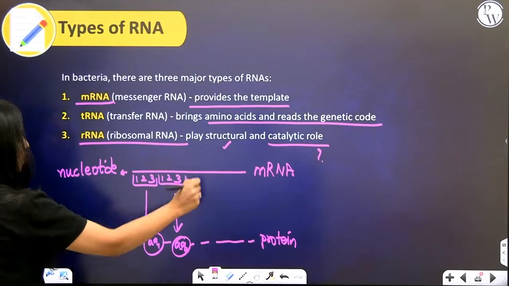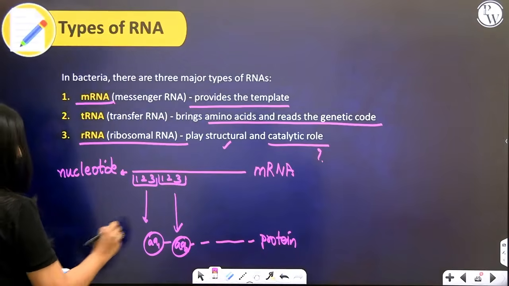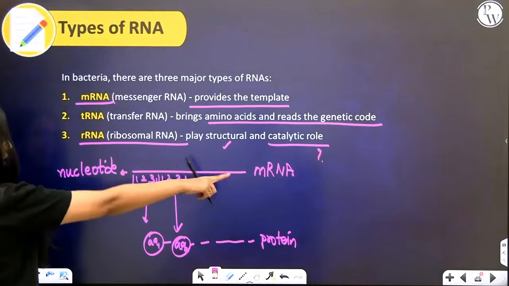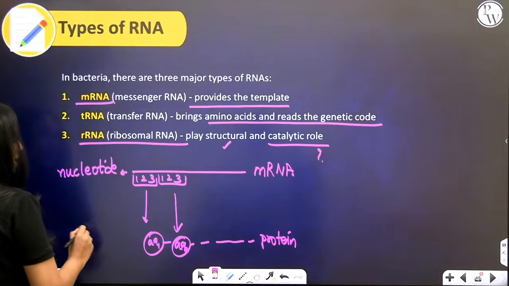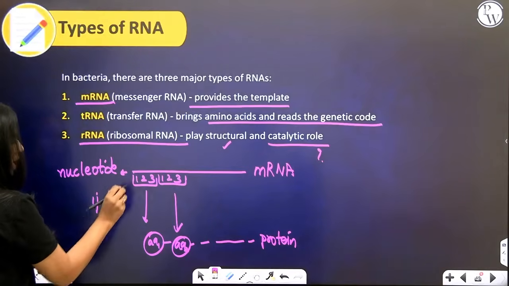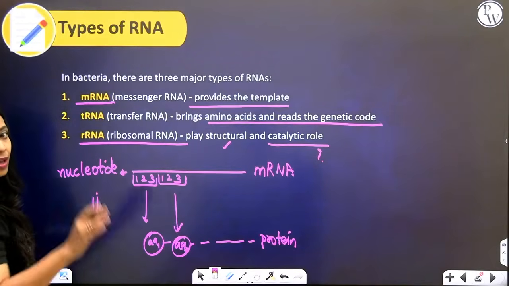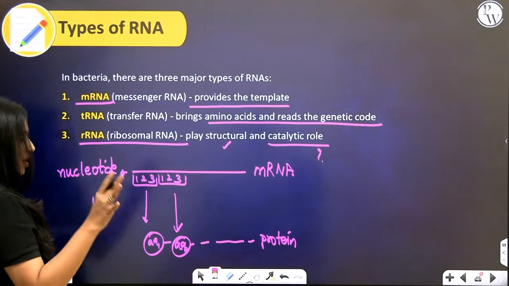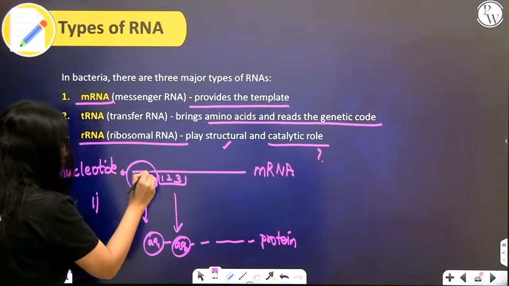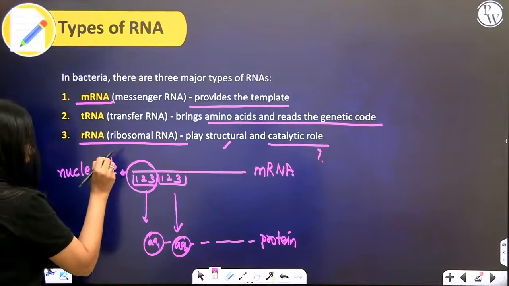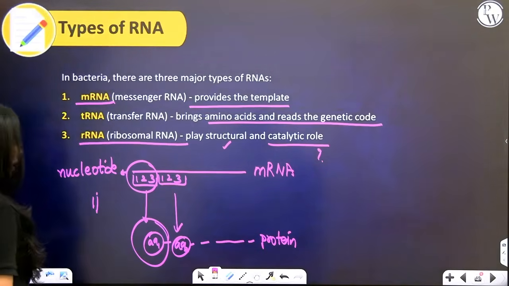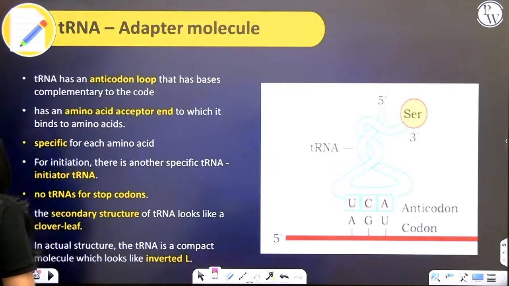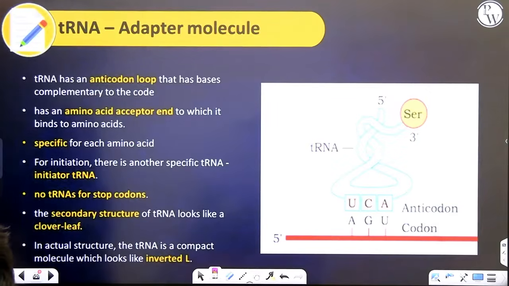Okay, so in a protein, you will have amino acids. In RNA, you have nucleotides. The nucleotides can form complementary bases with nucleotides but not with amino acids. There should be a molecule that can form base pairs with this and accordingly bring the corresponding amino acid and basically act like an adapter. That job is performed by our tRNA molecule, which is why it is also called the adapter molecule.